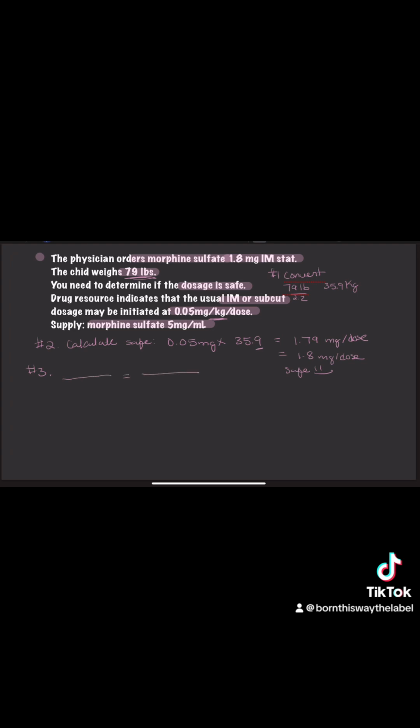So the supply is 5 milligrams per milliliter. I'm going to use ratio proportion, but you can feel free to use any method that works for you. So the doctor ordered 1.8 milligrams over X. I'm going to solve for X. And in the supply, I have 5 milligrams over 1 mL. Okay. So I'm going to cross multiply all that good stuff.